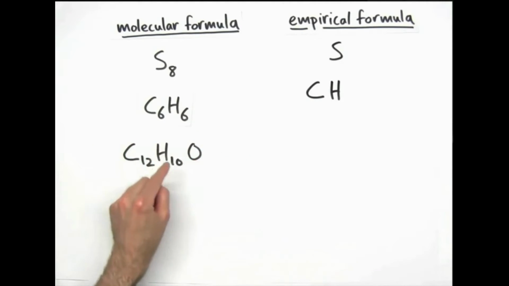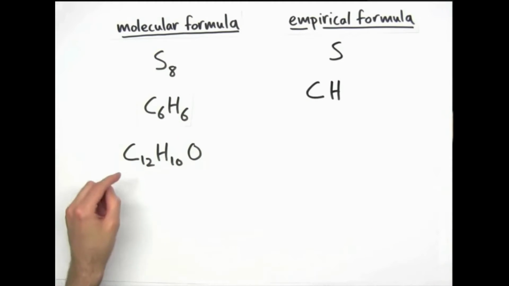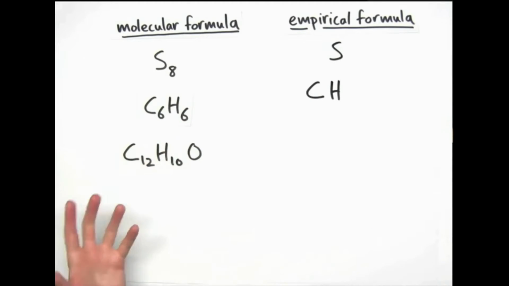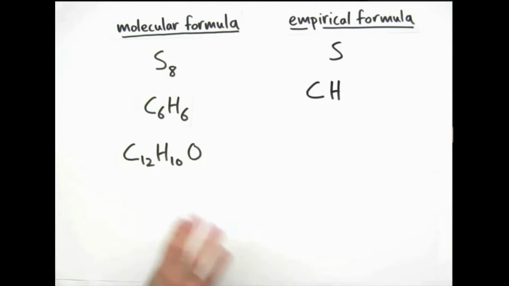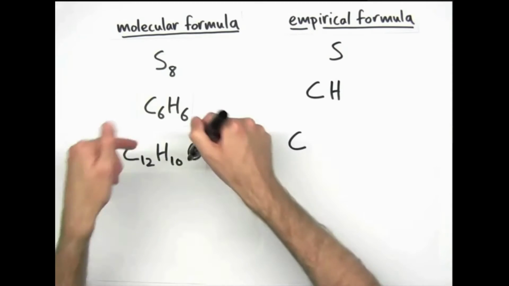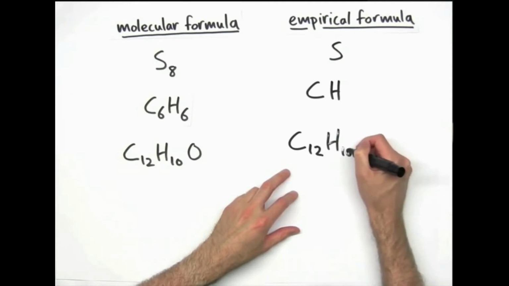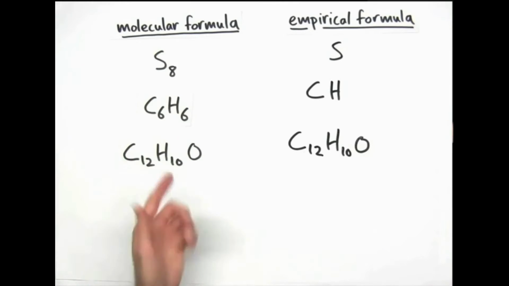C12H10O, and there's nothing after it, so it's an O1. Okay? What can we divide all of these by to simplify it more? There is nothing. Just as we saw before, when you can't further simplify a molecular formula, the empirical formula is just the exact same as the molecular one. So that's all we do.